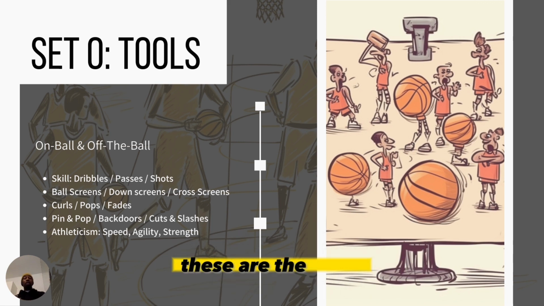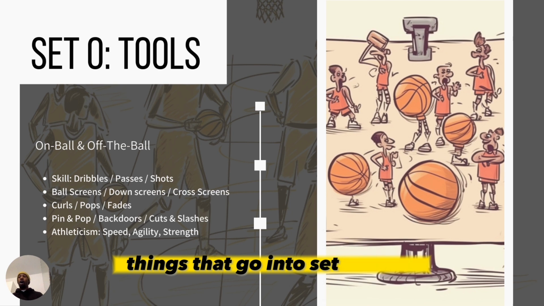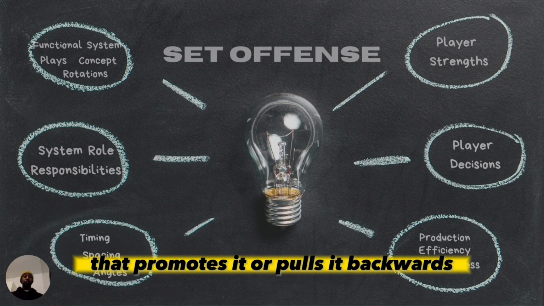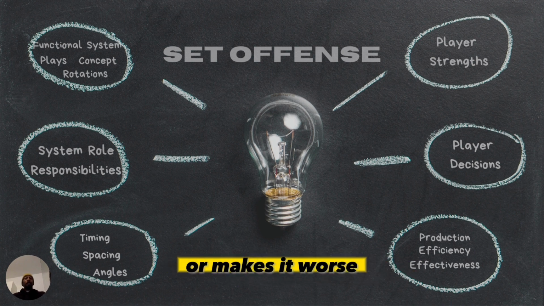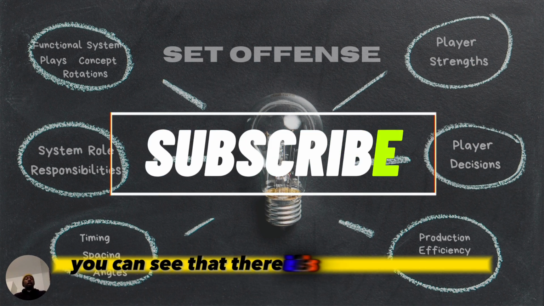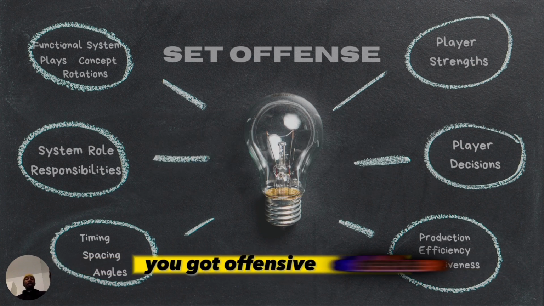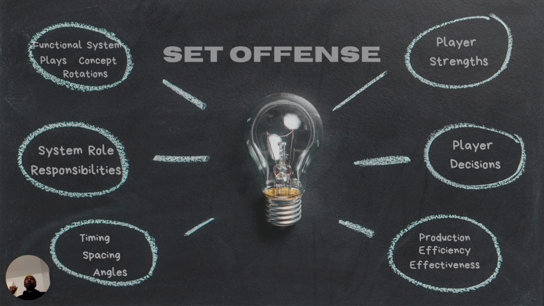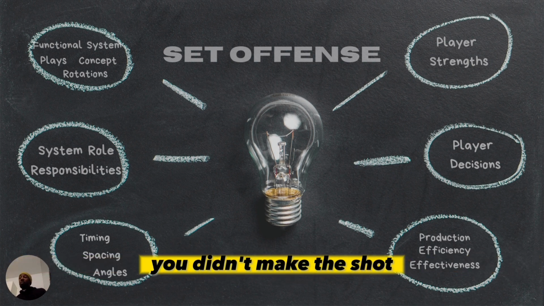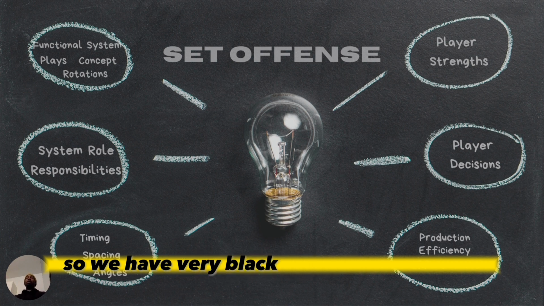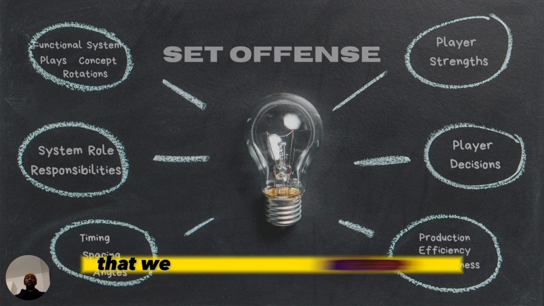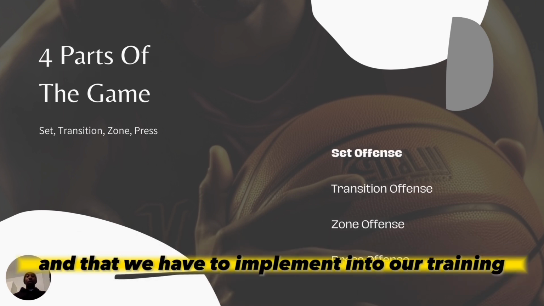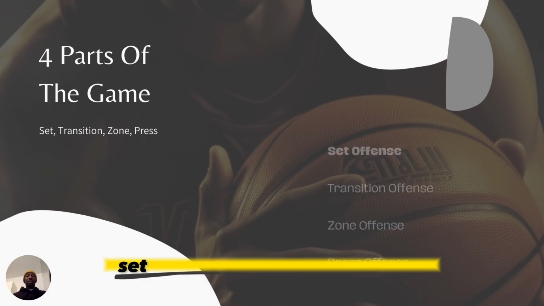These are the areas, things that go into set offense that promote it or pull it backwards, that make it better or make it worse. In basketball, you can see that there are only two options. You've got offense or defense. You either are in set offense or you're not. You either got the rebound, you didn't. You either made the shot, you missed the shot. So we have very black and white standards that we have to analyze the game and implement into our training. So these are things that push set offense forward or backwards.